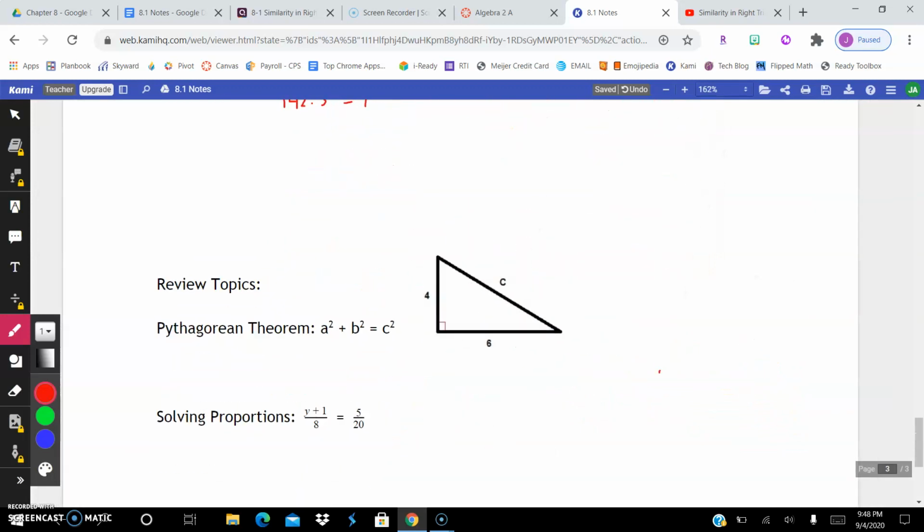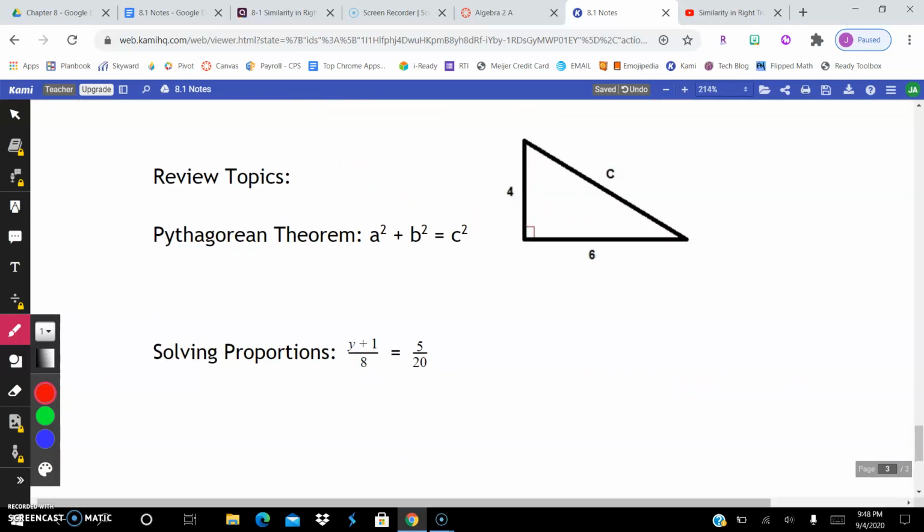Okay. And then in your homework, you're going to have a couple of review questions. So I put these review topics in here. The first one is the Pythagorean theorem. A squared plus B squared equals C squared. Remember, A and B are the legs and C is the hypotenuse. So for this particular example, we know the two legs. We know A and B. We do not know what C is. We have to figure that out.